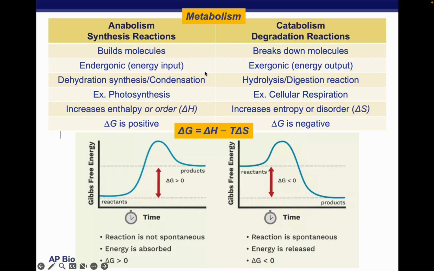Basically, the delta G values. Since we know that anabolism will increase enthalpy or order, we can tell that delta G is positive, and since delta G is positive, our Gibbs free energy diagram will look like this, like we talked about, where the products will have a higher energy level than the reactants, or more free energy than the reactants. And over here, for catabolism, the products will have less free energy than the reactants, which is why we have a delta G less than 0.